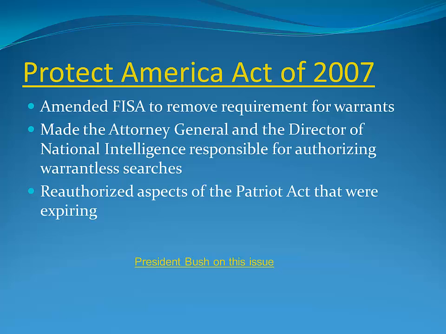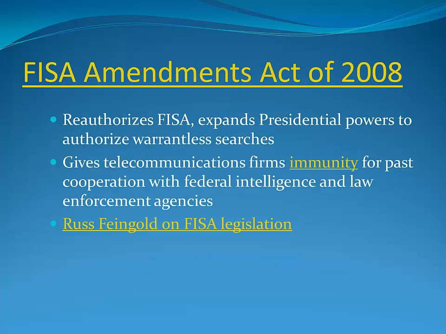So the 2007 version of the Patriot Act was the Protect America Act. It amended the FISA law to remove the requirement for warrants for certain types of wiretaps, made the Attorney General and the Director of National Intelligence responsible for authorizing warrantless searches, and reauthorized aspects of the Patriot Act that were expiring. So there was a fairly big fight between the Democrats and the Republicans on this, but the Republicans prevailed.